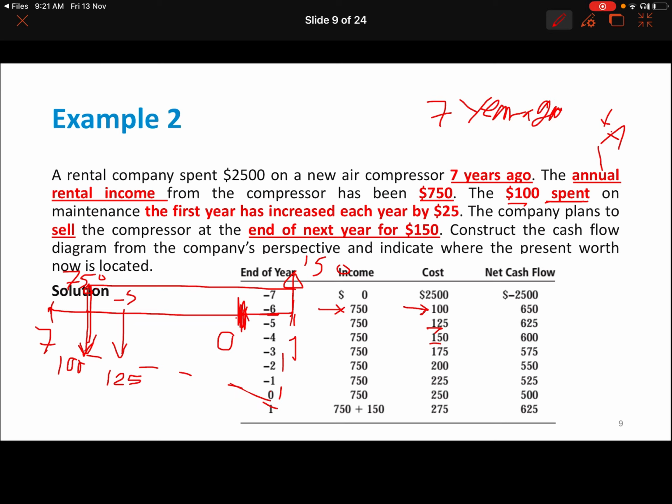Okay, so 7 years ago, let's say it is 2013. Now it's 2020. Next year is one, which is 2021. So this is the same. This is how to draw the cash flow depending on the data you have in your problem.